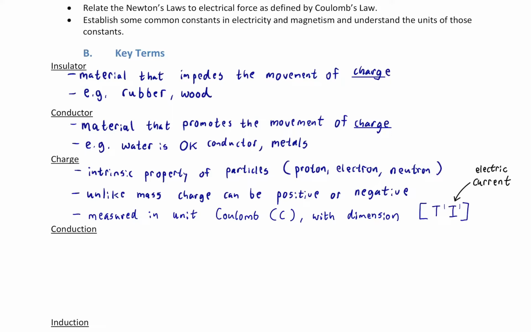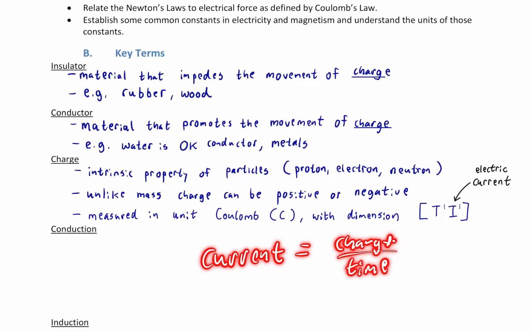I for current. Now, you might wonder, why is charge not the base unit? It just isn't. We'll talk about the units of current, which are the ampere, later when we need to. But the dimensions then of charge is time to the first power multiplied by current to the first power. And conceptually, current is just charge over time, because it's the flow of charge, how much charge flows past a certain point in a certain amount of time, right?